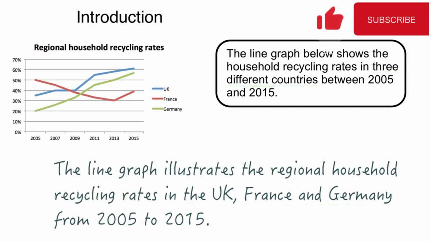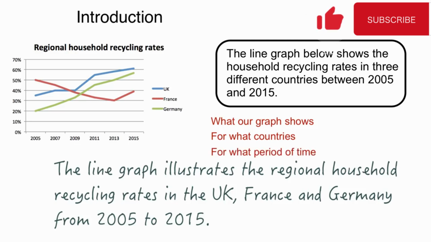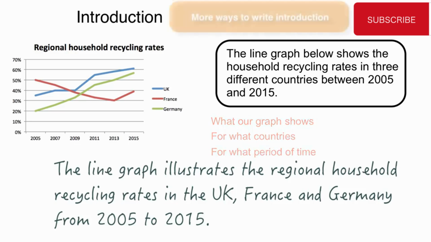Finally, we have a time period, which you should always give when it's possible. So, I changed the phrase between 2005 and 2015 to from 2005 to 2015. So, that's all with our introduction. It's absolutely clear, it's absolutely accurate, so anyone who reads it without seeing our graph will have a clear understanding of what our graph shows, for what countries, and for what period of time. To learn more ways of effective paraphrase for your introduction, you can see the link above.